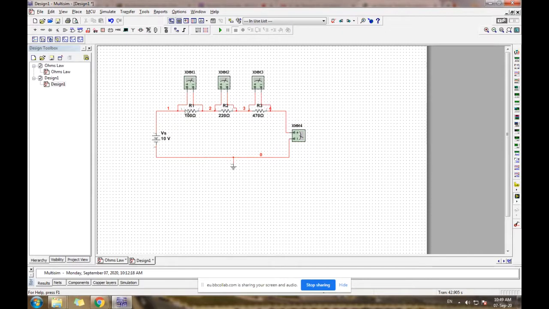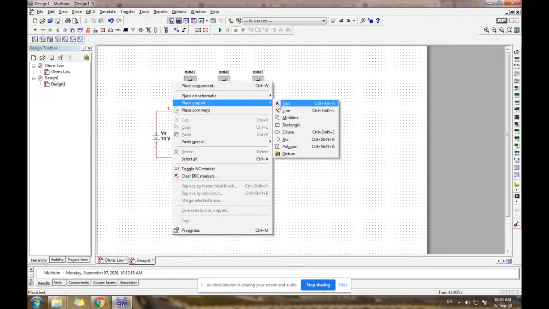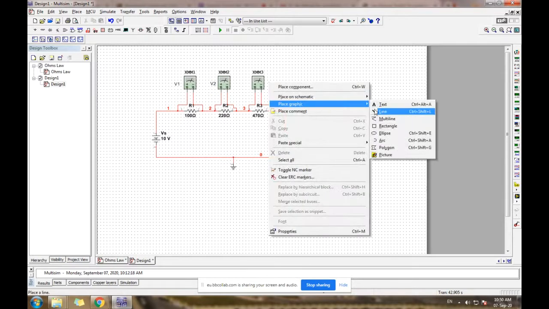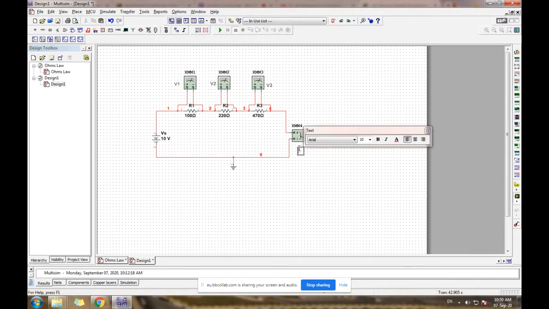Okay, and also we should mention that this is V1, V2, V3, and this is IS. So right click, same what we have done before, place graphic text. Put it here. This is V1 for you to understand. Same, right click, place graphic text, put it here. This is V2. I mean to say that this multimeter is used to measure V1, this is used to measure V2. Similarly, this is used to measure V3, and this is used to measure IS.